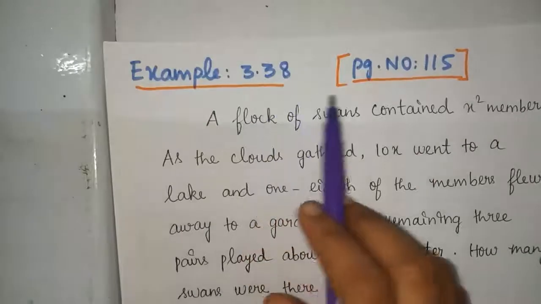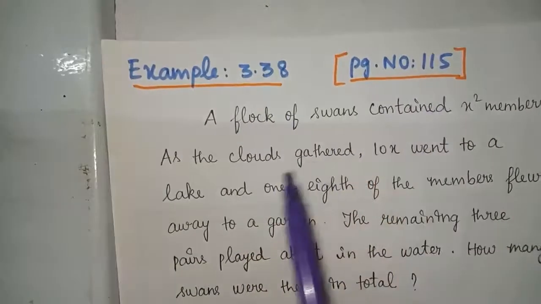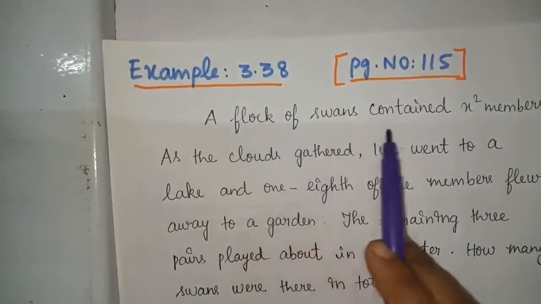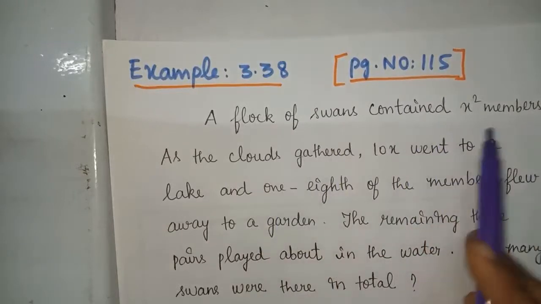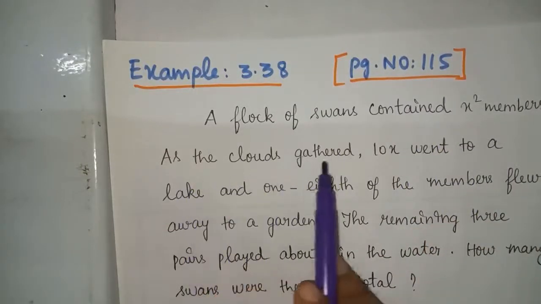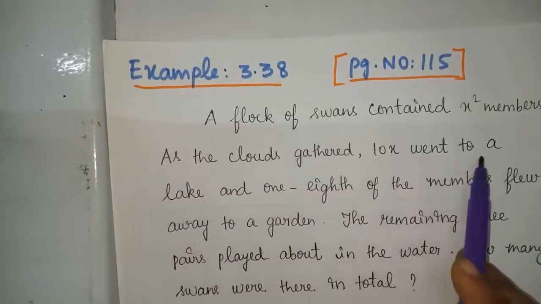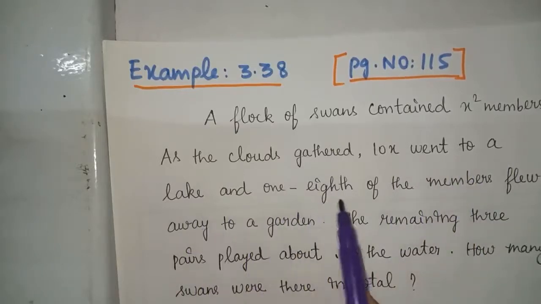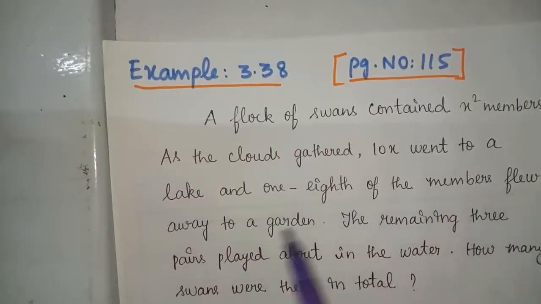Example 3.38, on page number 115. A flock of swans contained x square members. As the clouds gathered, 10x went to a lake and 1/8 of the members flew away to the garden. The remaining 3 pairs played about in the water. How many swans were there in total?